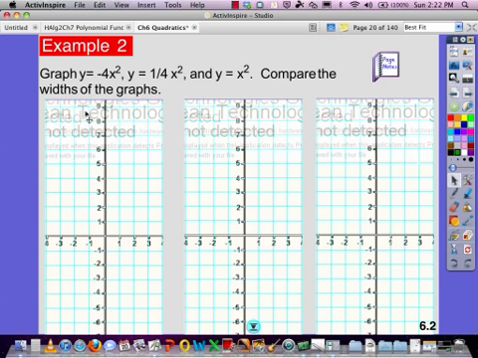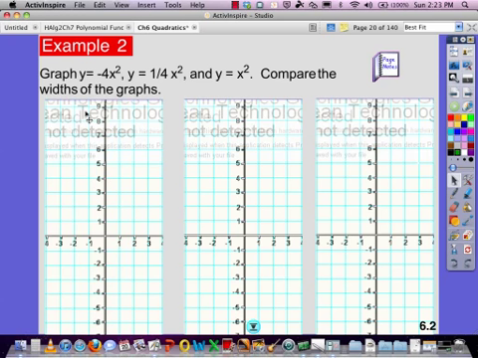Now, this one says graph y equals -4x squared, y equals 1/4 x squared, and y equals x squared. You can graph each of those fairly quickly, whether it's with your calculator or by hand. Go ahead and get started and see what you get. We're going to make some observations about them. We'll just put in a few positives, negatives, and zeros to start getting where we're at.